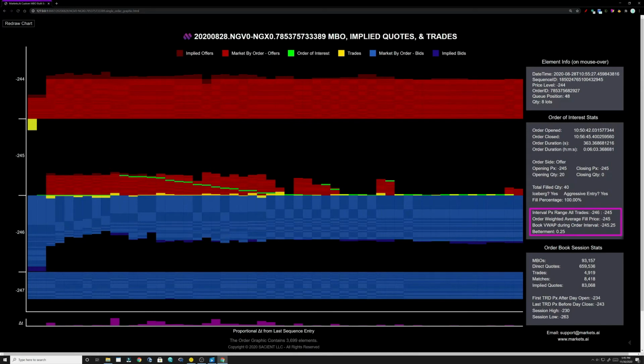First is the aggressive entry onto the book. Second is it's an iceberg. So let's use our element info to investigate this a little bit. So when it comes in, it trades 19 lots on entry and then leaves one lot. Now it's green and resting. One lot is resting at 245.